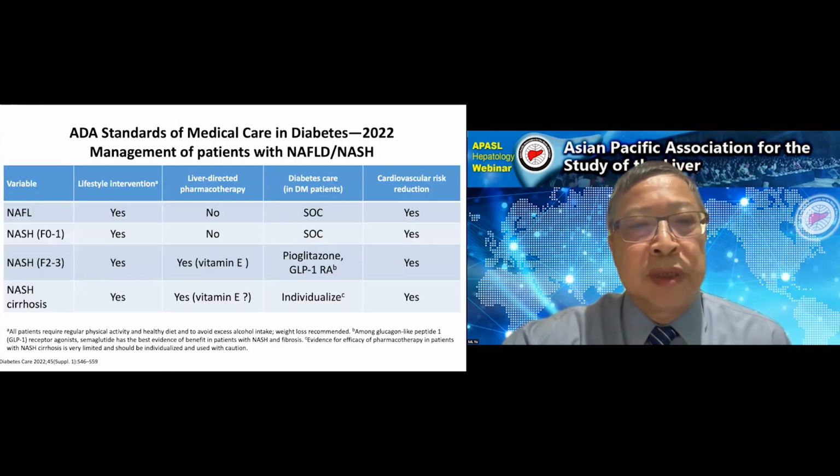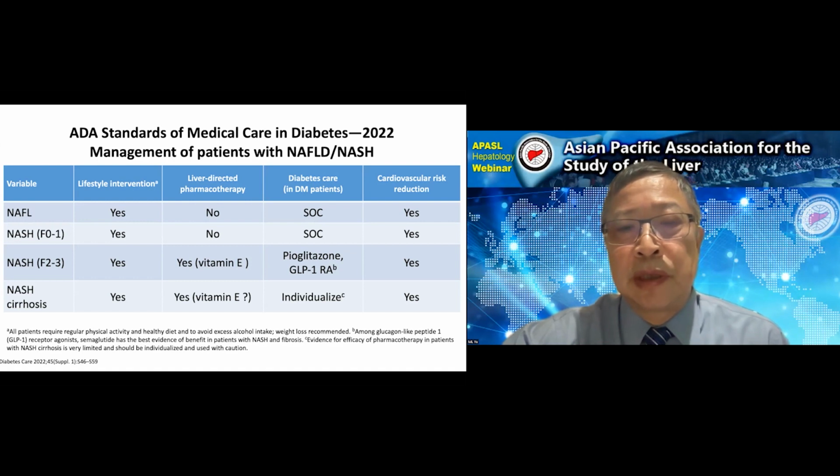The 2022 ADA Standards of Medical Care in Diabetes recommend lifestyle intervention and cardiovascular risk reduction for all patients with NAFLD, whatever the disease spectrum. But for patients with NASH, fibrosis 2 or 3, or cirrhosis, we might recommend vitamin E to treat NASH. And for patients with diabetes and fibrosis 2 or 3, pioglitazone and GLP-1 receptor agonists are recommended to reduce the risk of NASH and its long-term complications.